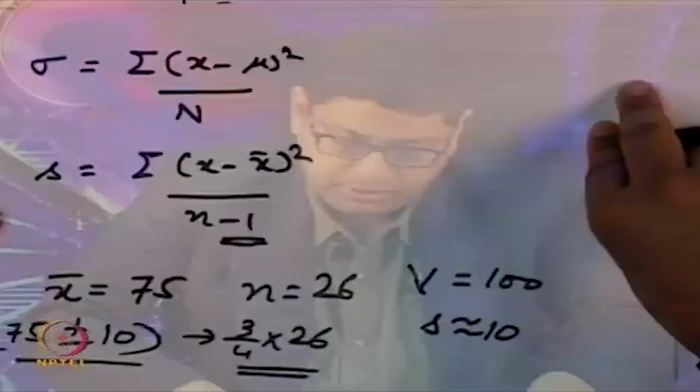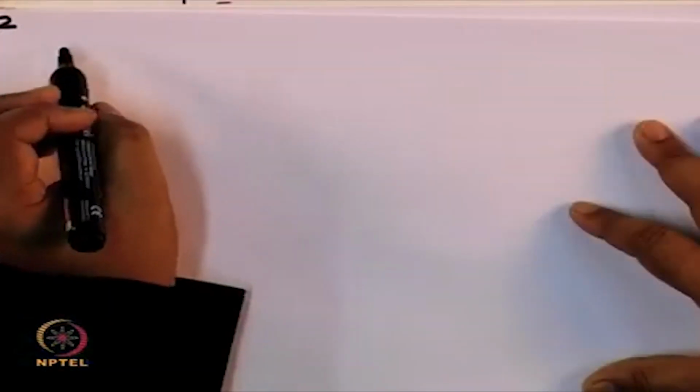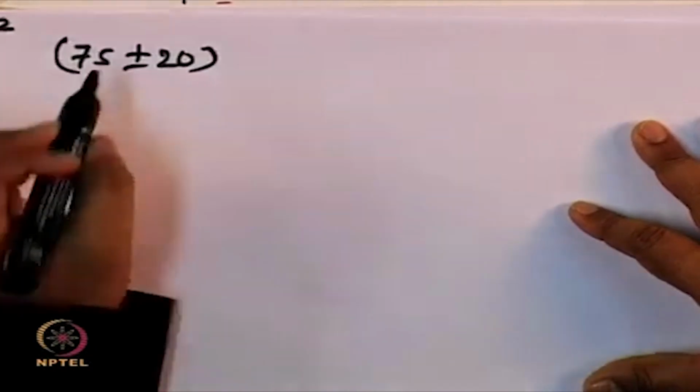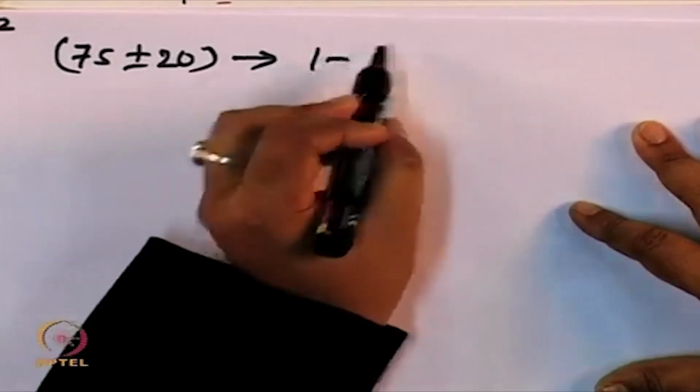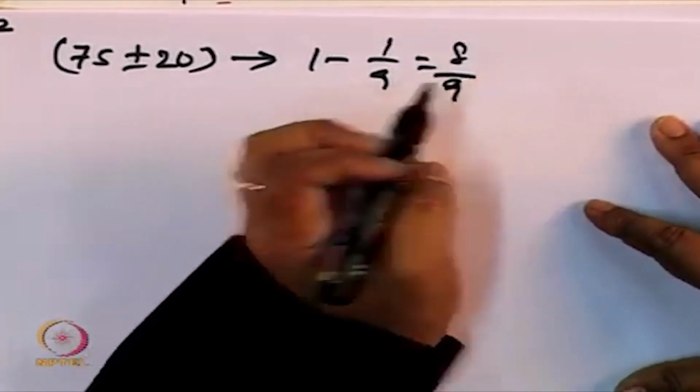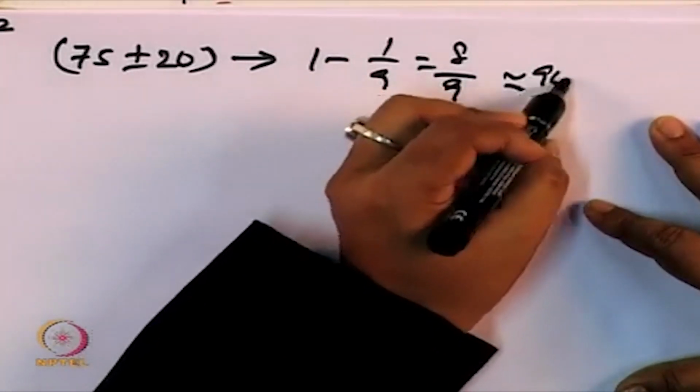Similarly, I can do the same thing for 2 standard deviations, and so 75 plus minus 20 in this case will contain 1 minus 1 by 9, that is 8 by 9 fraction of the population. 8 by 9 is roughly 90% of the population.